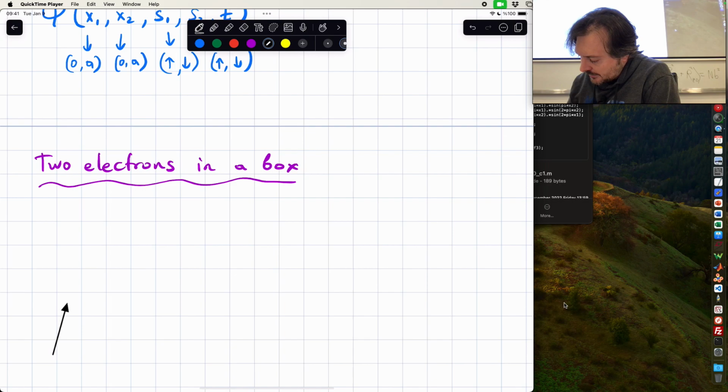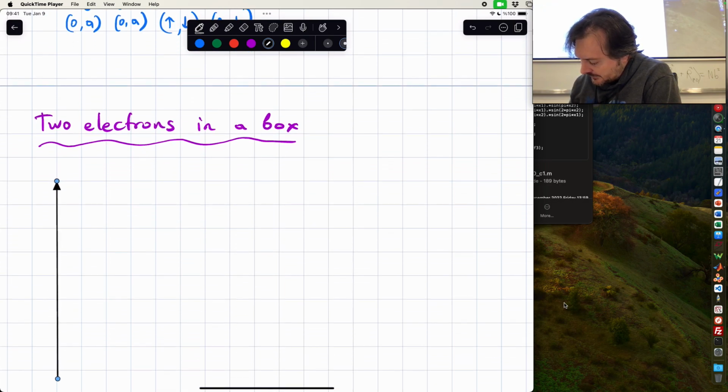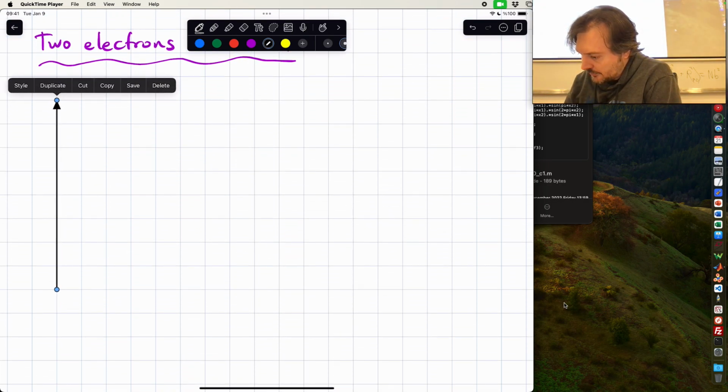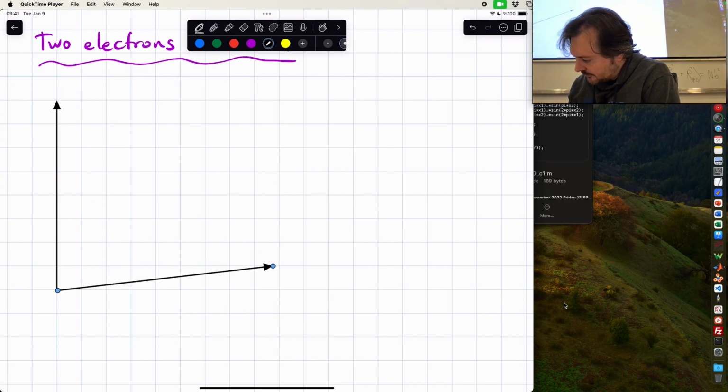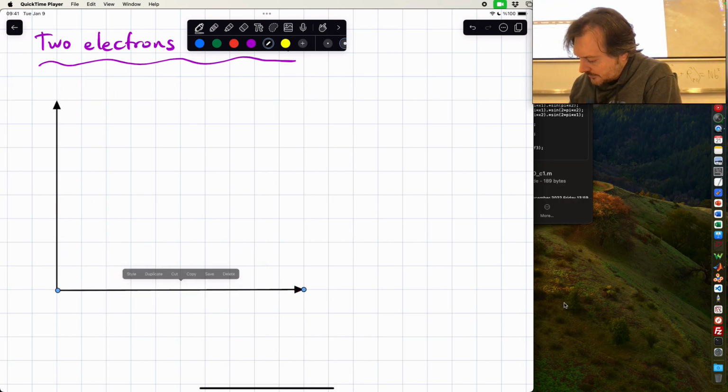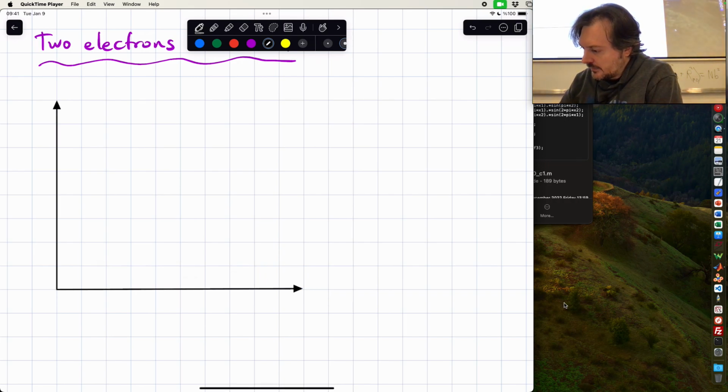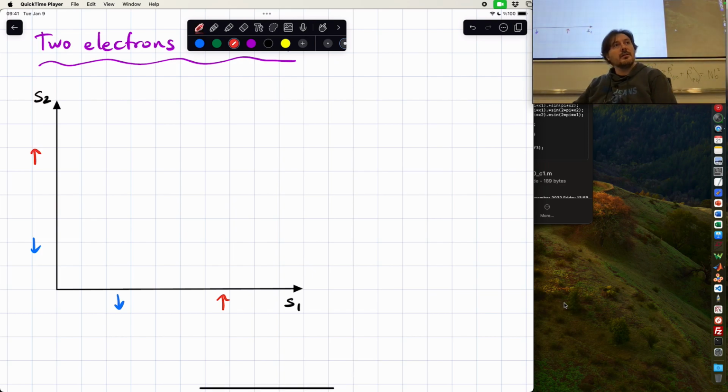Let's spend some time on making a nice plot, okay? Then we are going to use it a lot, so let's say this is spin 1, this is spin 2, and it can be down or it can be up. And let's say this is down, the S2 can be down or up. Do you have any questions so far? No?